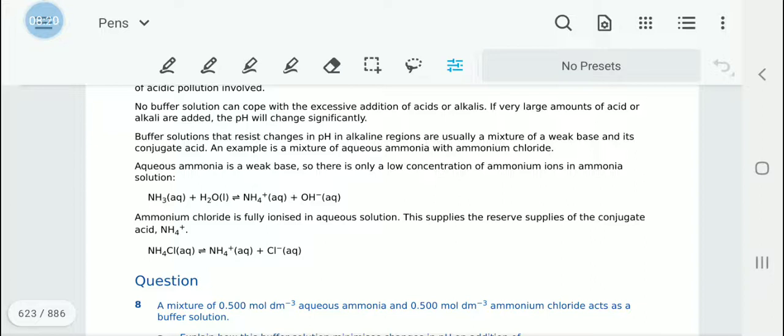In alkaline regions, if you want to resist changes in the pH, it is usually a weak base and its conjugate acid. For example, ammonia and ammonium chloride. Ammonia plus water gives you NH4+ and OH-, and NH4Cl dissociates into NH4+ and Cl-. So NH4+ is the reserve supply of the conjugate acid, because it is a proton donor. I hope it makes sense to you.